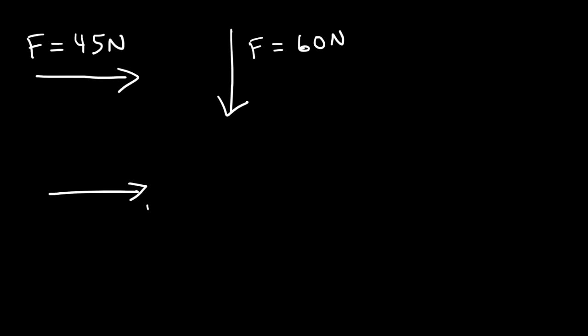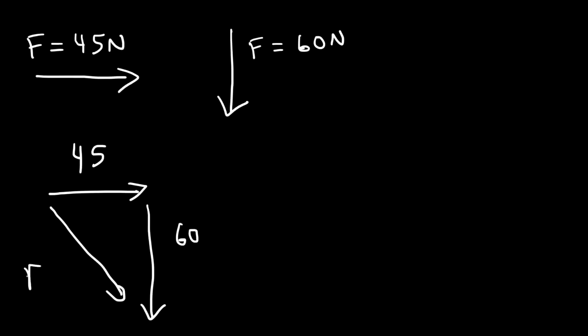Now let's say we have a force vector of 45 newtons directed east, and we wish to add it to a force vector of 60 newtons directed south. Find the magnitude of the resultant force vector and also the angle. So let's draw a triangle. So this is 45 and this is 60.